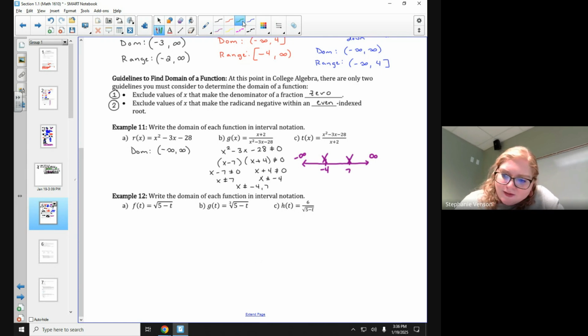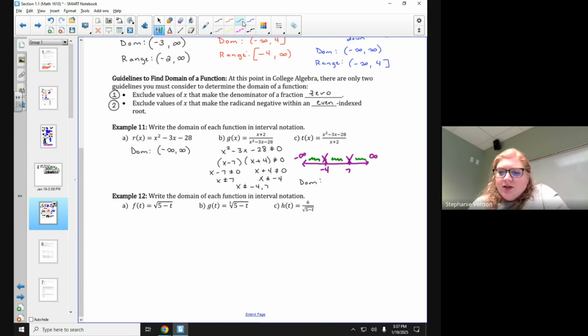That means I can have anything here, or anything here. So taking out -4 and 7 took my number line and broke it into 3 sections. Well, those 3 sections are the 3 intervals of my domain. So we can say our domain this way. Okay, our domain, and of course this is for part B. I'll write part C in just a minute.